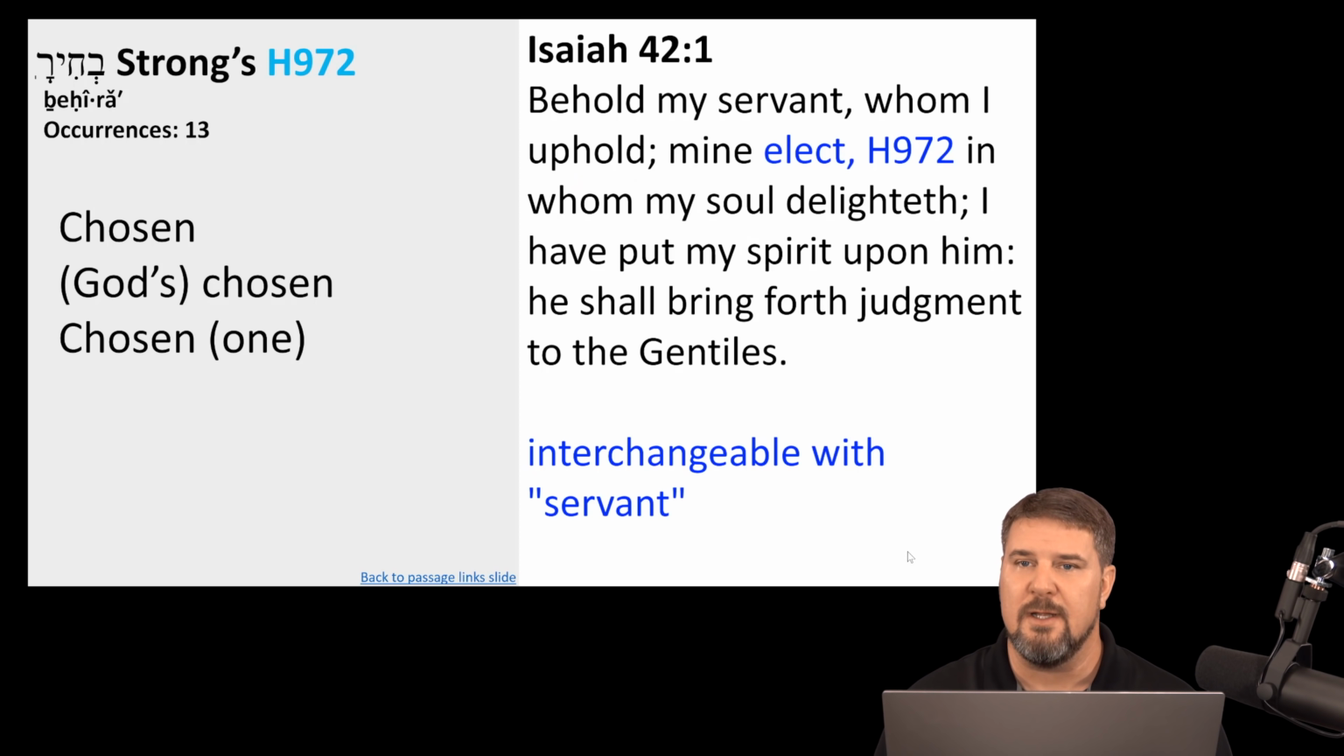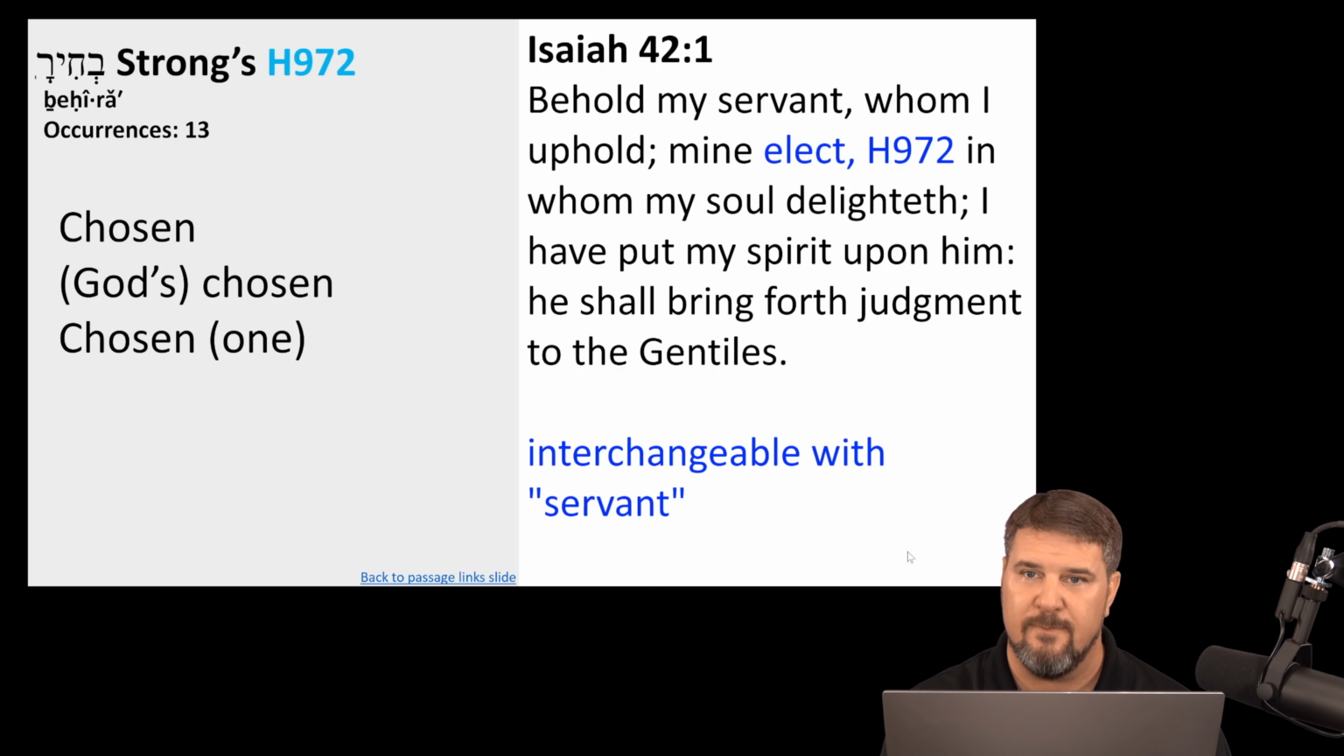Isaiah 42:1. Now this is a big one because it gets quoted in the New Testament. "Behold my servant whom I uphold, mine elect, in whom my soul delighteth." This is definitely talking about Jesus Christ as we see it in the New Testament. And here we see that elect is interchangeable with servant. Now if you're looking for the word elect, the English word elect shows up for the first time here in Isaiah 42:1. And what you get from it is that it's interchangeable with servant.